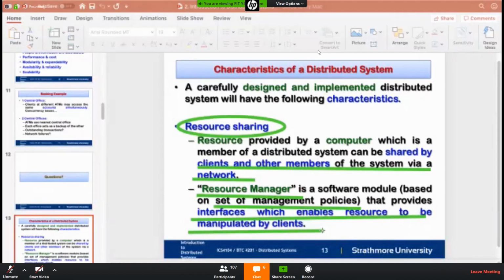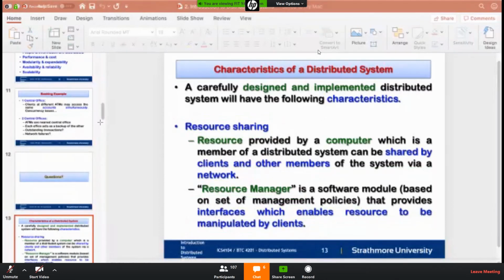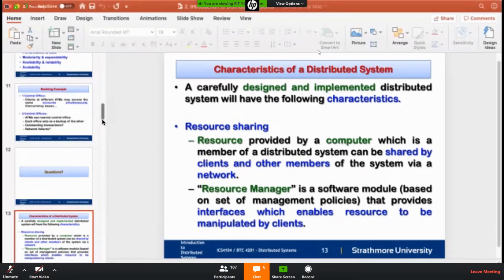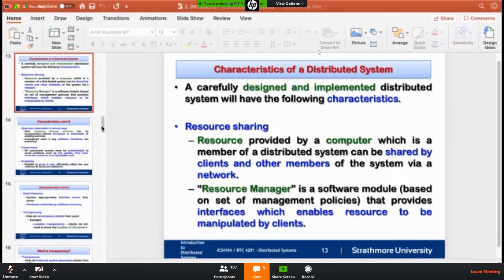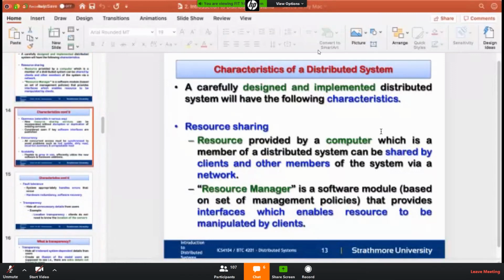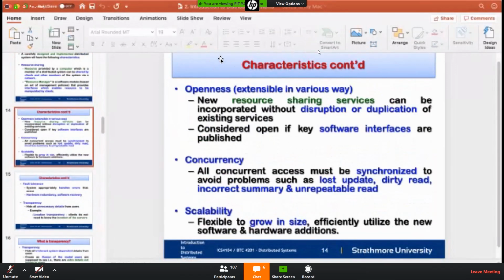So I log on my computer, I can see the interface for printer, a server, and then I can be able to manipulate. So resource sharing is one. Okay. The other one that comes directly after that, okay, openness. Now, openness.